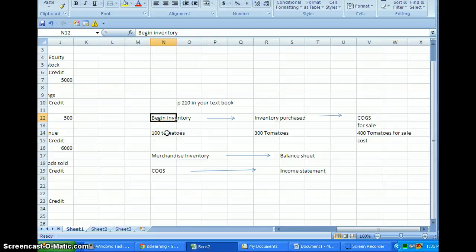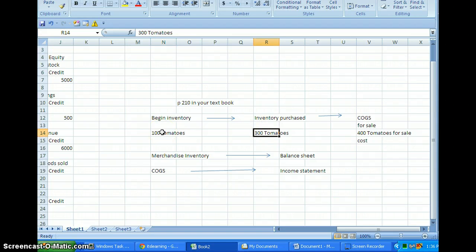So we start the day in our produce stand with 100 tomatoes, and we know it's going to be a busy week, so we go ahead and order 300 more tomatoes. Now in our inventory we have 400 tomatoes for sale. So we have to understand what our cost of goods sold is, the cost of the tomatoes we purchased. We have to figure out how much we paid for the 300 tomatoes and what we paid for the 100 tomatoes.